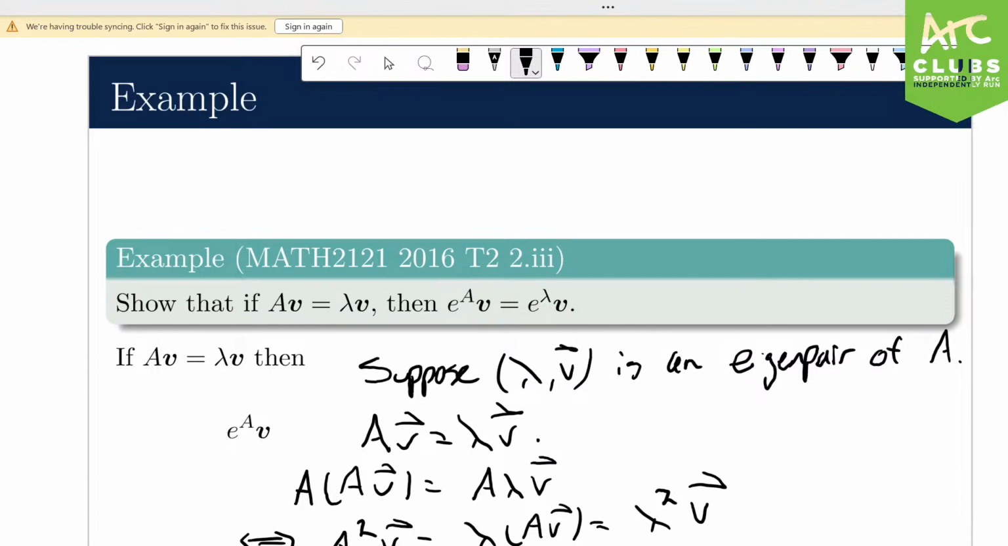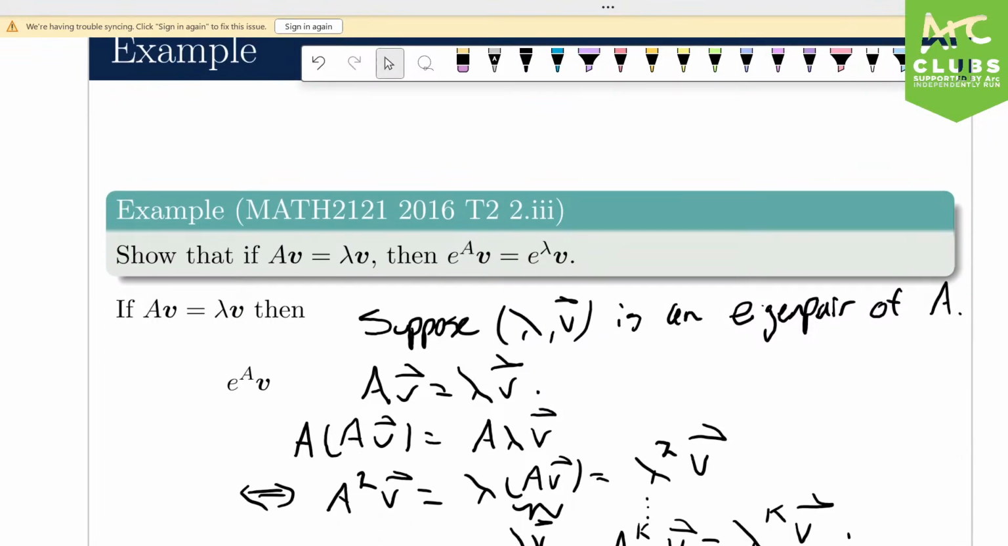So in general, we can continue this. If you want to prove this by induction, by all means go for it, but we're just going to take this as a given. So if v and lambda are an eigenpair for A, then A to the k times v is lambda to the k times v. So we're going to leverage this fact.